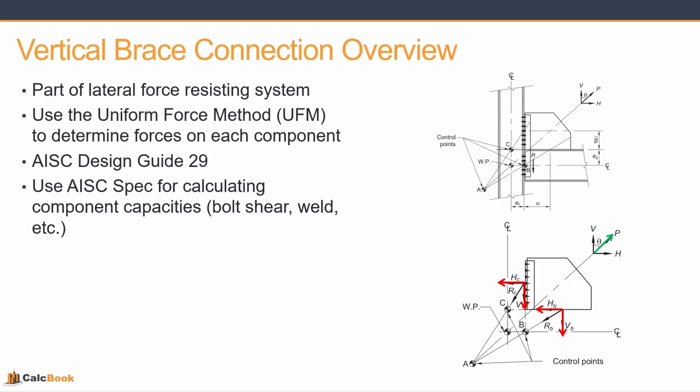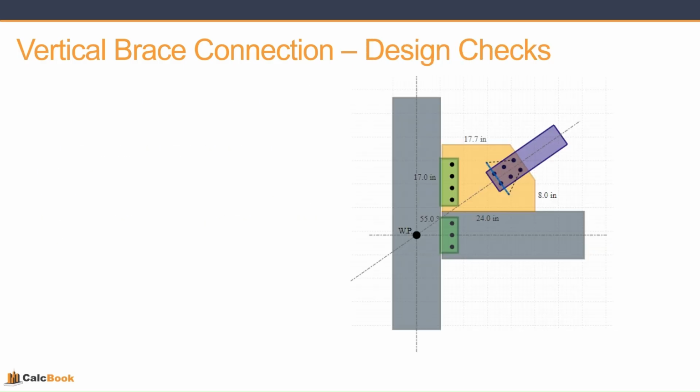Just a quick recap on our brace connection, right? This is typically part of the lateral force resisting system. We use the uniform force method to determine the forces on each of the components or at each of the interfaces. A big reference that we use to help develop this module, and we highly recommend you all referencing, is the AISC Design Guide 29 for vertical brace connections. And then we use the AISC spec for calculating all of the capacity. So for bolt shear and weld and buckling and all that sort of stuff, we go back to the spec for that information.